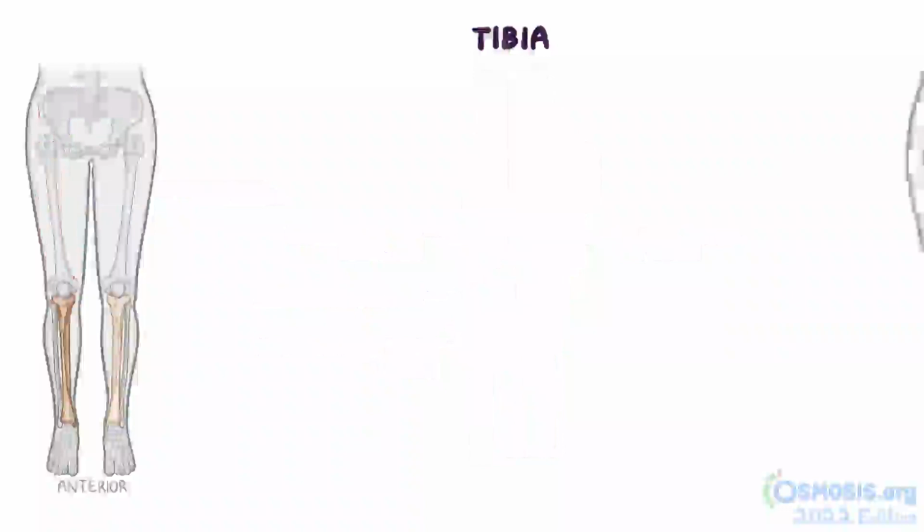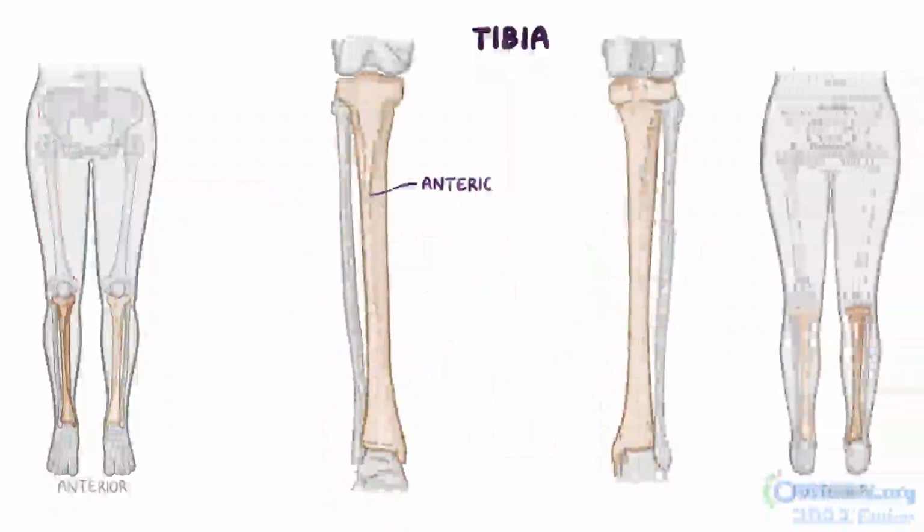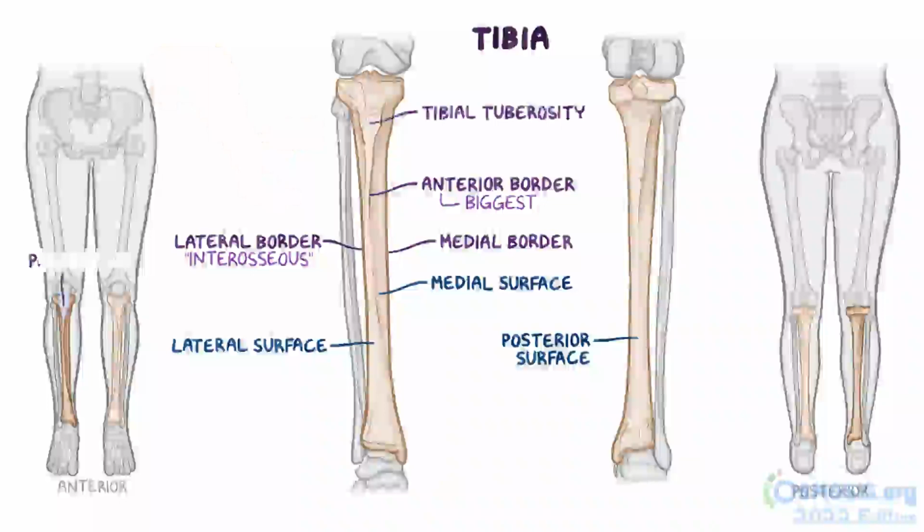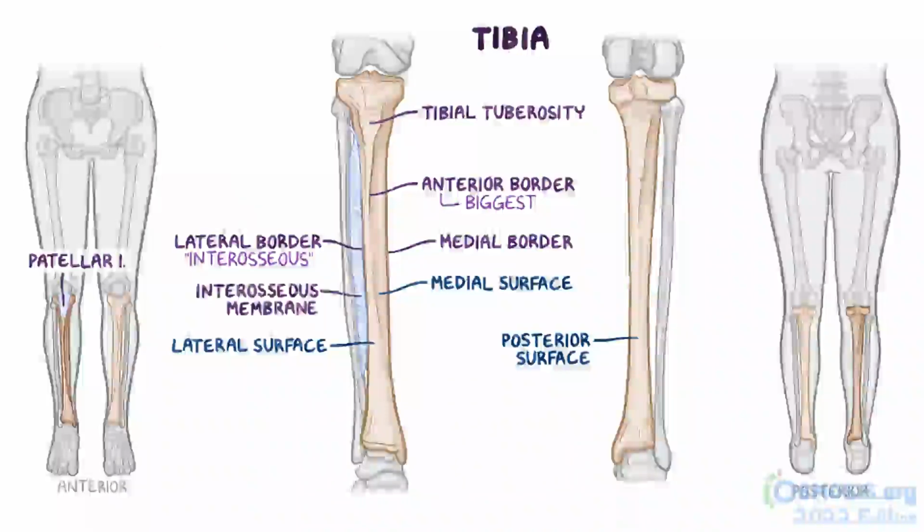Moving on, the shaft of the tibia has three borders: anterior, medial, and lateral, or interosseous, and three surfaces: medial, lateral, and posterior. The anterior border of the tibia is the biggest, and you can feel it under your skin throughout its length. At the superior end of the anterior border, there's a tibial tuberosity, which is where the patellar ligament attaches distally. Next, the lateral border is also known as the interosseous border, and it's where the interosseous membrane attaches to connect the tibia and fibula.